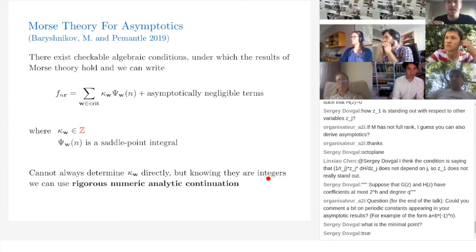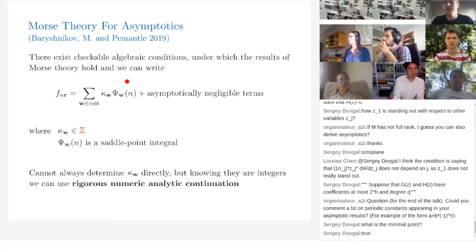But as Robin mentioned in his talk, we now have these checkable conditions. There's an algorithm using Gröbner basis computations, which has been implemented in Maple, and we're hoping to improve it using things like toric varieties and a different approach. So there are these checkable algebraic conditions under which the results of Morse theory hold, and so we can write our sequence of the diagonal that we're interested in as essentially a linear combination of saddle point integrals, plus something which is asymptotically negligible.